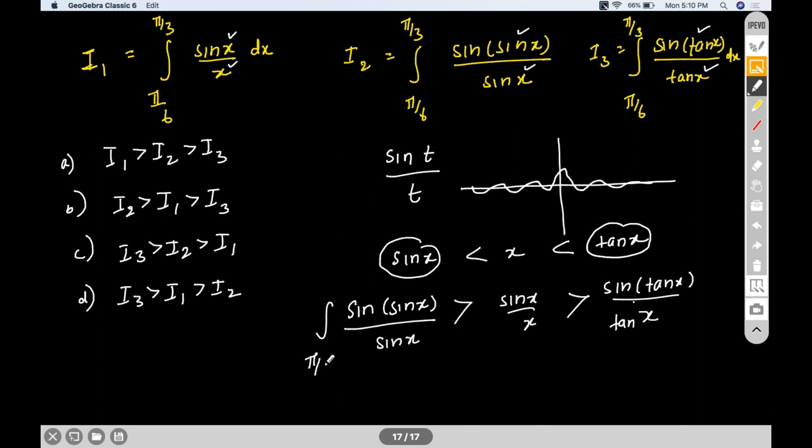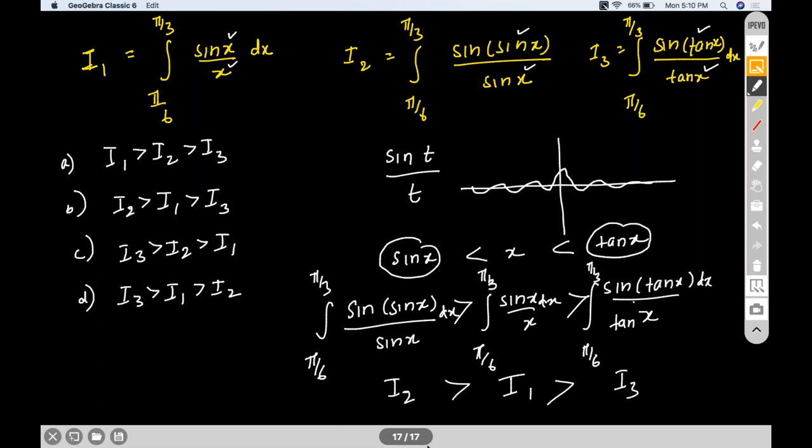So if I integrate this from pi by 6 to pi by 3, this also from pi by 6 to pi by 3, this also from pi by 6 to pi by 3. This is how these integrals would be related. By the way, this is I2, this is I1, and this is I3. So I2 would be greater than I1, and I1 would be greater than I3. So option number B, Aditya, was absolutely correct.